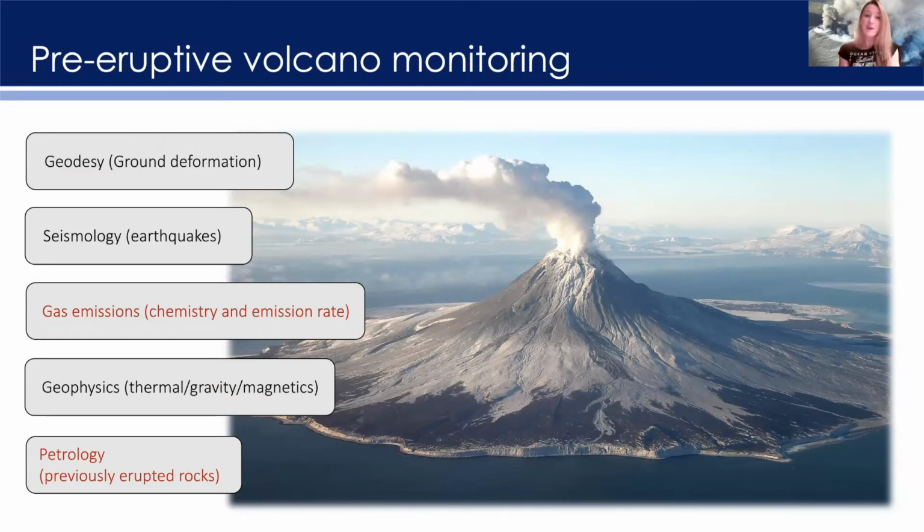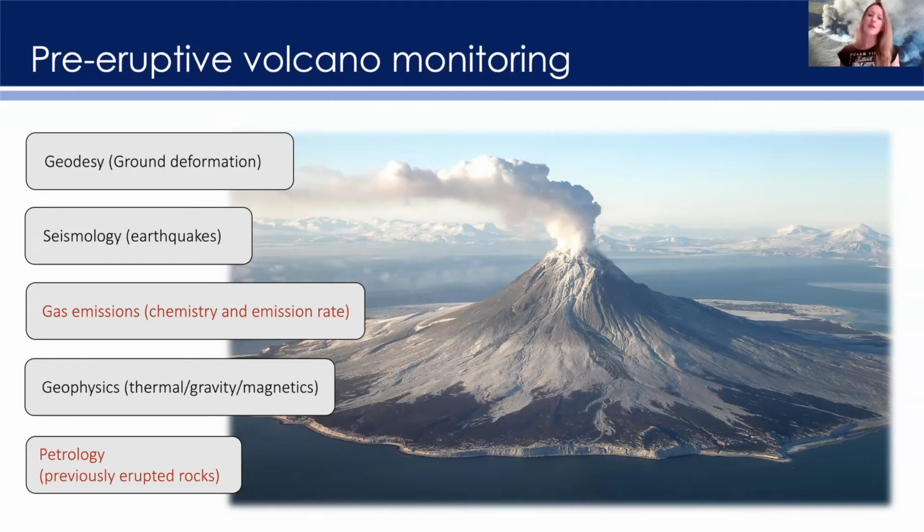All right, shifting gear one more time to think about volcano monitoring and how we might use chemistry in our volcano monitoring. Here I've just put a few examples of the kind of techniques we use to take the pulse of a volcano. We can look at how the ground is deforming. Is it inflating, deflating? How many earthquakes are happening? What is the chemistry of the gases coming out at the surface? We can take geophysical measurements such as gravity or magnetics to look at where magma might be being stored in the subsurface. And we can look at the chemical composition of previously erupted rocks. We call this petrology.